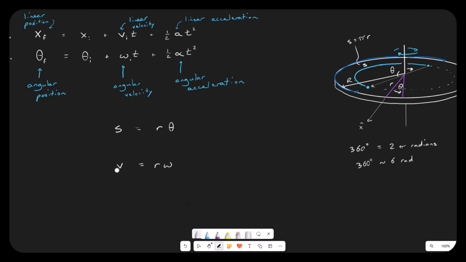Let's take that equation and divide by time. V over t, that's my acceleration. R, we'll leave that alone. Omega over t, that's an angular acceleration. And I get these relations. I can convert between linear quantities on the left and angular quantities on the right by just multiplying or dividing by r, depending on which direction I want to go with it.